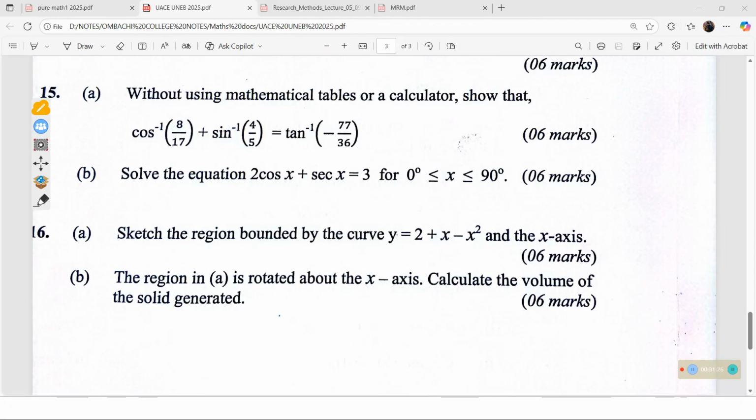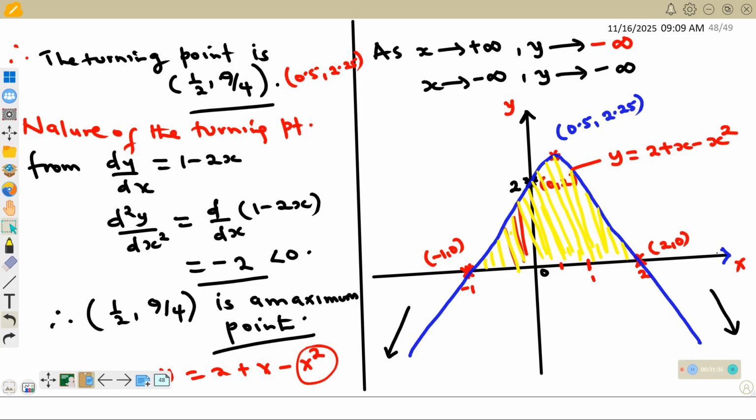Now looking at part B, they are saying the region in A is rotated about the x-axis. Calculate the volume of the solid that is generated. So to look at the volume of the solid, we are rotating this one here along the x-axis. When you rotate, you'll get something which is of this nature.